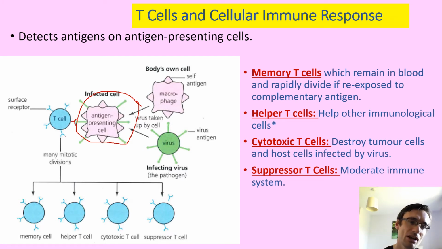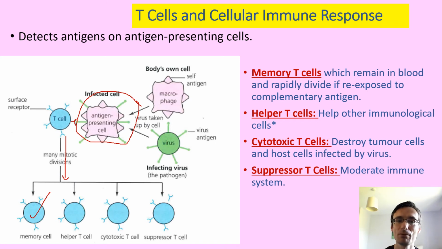That triggers several things. It causes clonal expansion, which is mitosis, to make lots of copies, and then they differentiate into one of the following types of cell. First, the memory cell, which just remains in the blood, and if it's re-exposed to the same pathogen, it will respond much more quickly and rapidly divide to create the response faster, so you probably won't get ill again.